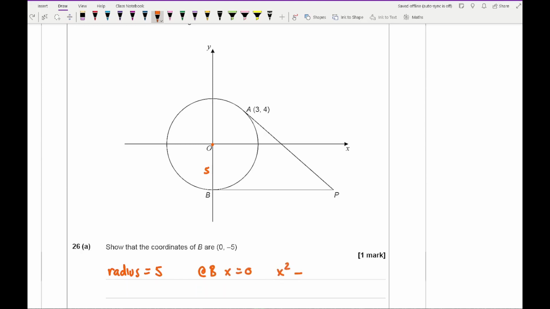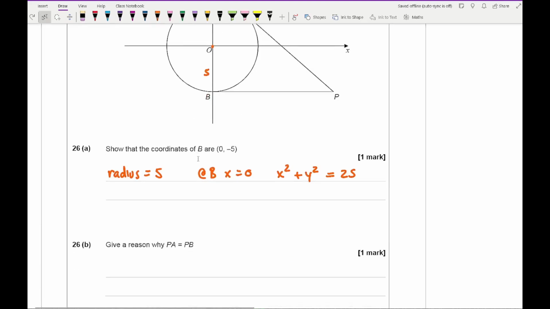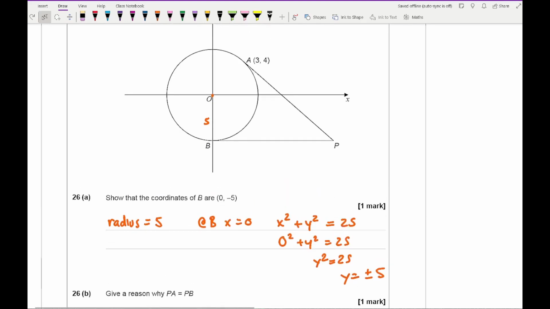So if I then substitute x equals 0 into this, I end up with 0 squared plus y squared equals 25. So y squared equals 25. So y is going to equal plus or minus 5. Well, B is below the x-axis, so y must equal minus 5. So therefore B has a coordinate of 0, minus 5.